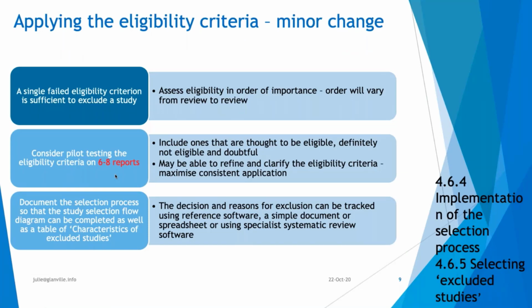This section is about applying the eligibility criteria, and there's only one very minor change in this section. When we're thinking about pilot testing the eligibility criteria during screening of studies, we've just reduced the number of reports that is given as an example of how many might be suitable for a pilot testing approach. So this is now reduced just slightly to 6 to 8 reports. And this is also not an essential, it's just a consideration, a recommendation, guidance, not a mandate.